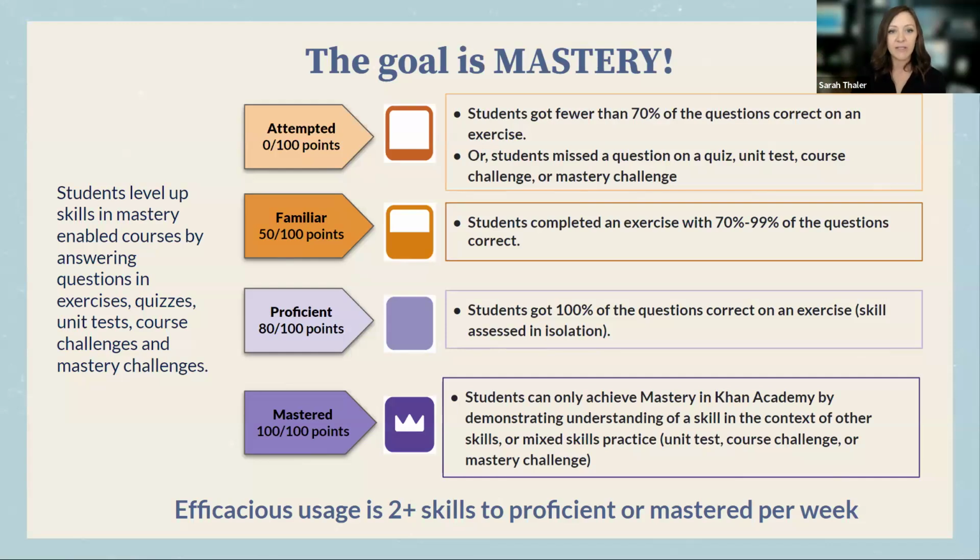The mastery piece comes through a kind of mixed review. So we want them to see that skill in another context, in another kind of way, for them to be able to demonstrate their mastery. So when we talk about leveling up skills, this is what we're talking about, going from attempted to familiar to proficient to mastered. And we really want them to focus on those purple ones. In terms of what we call efficacious use, based on our research, we would say 2 skills to proficient or mastered per week is the goal we want students to get to.